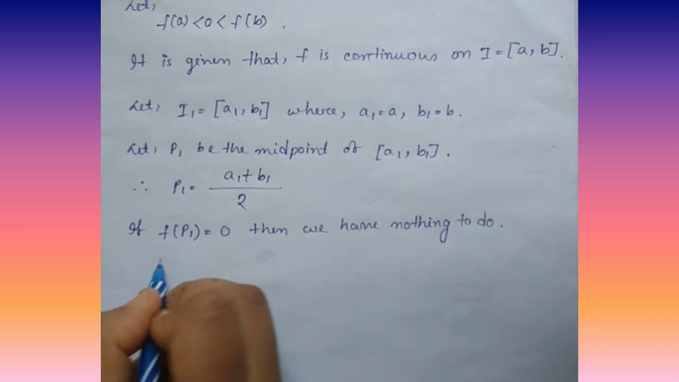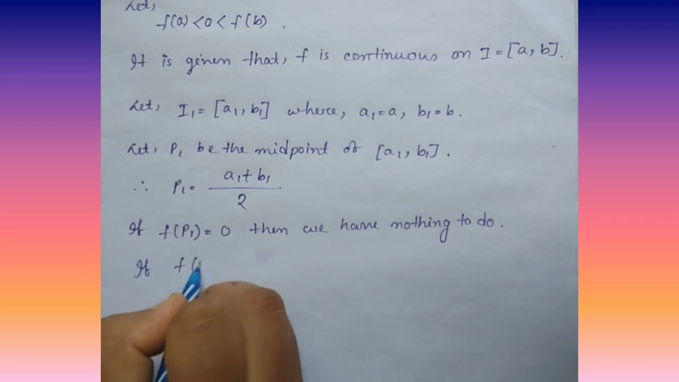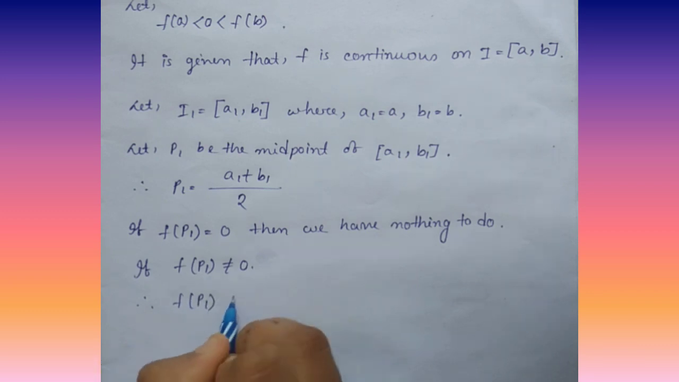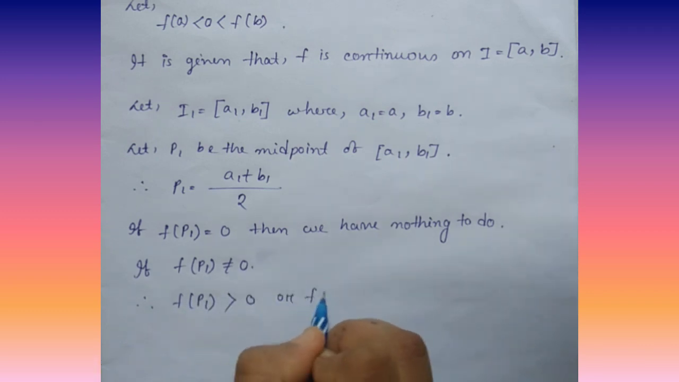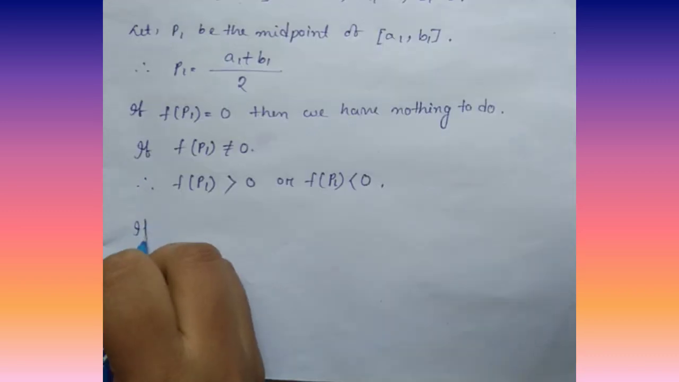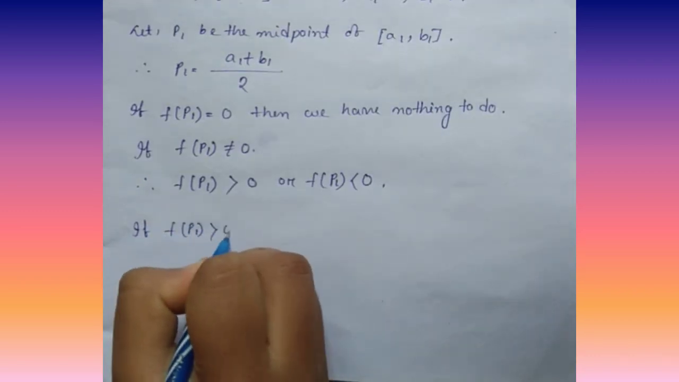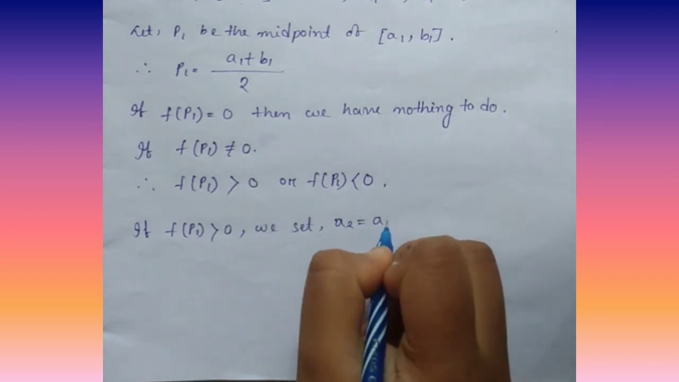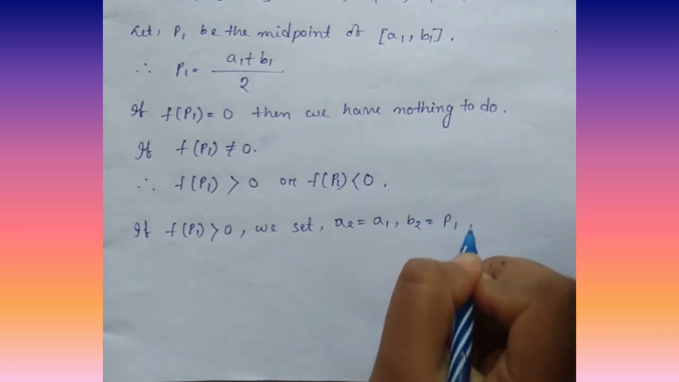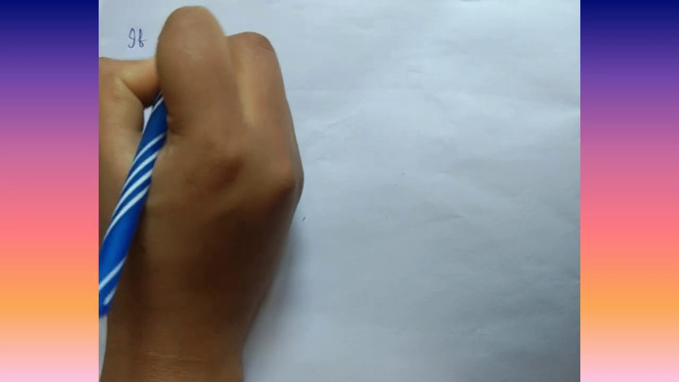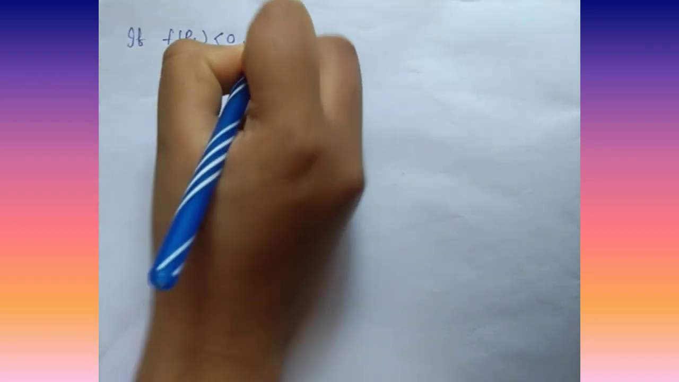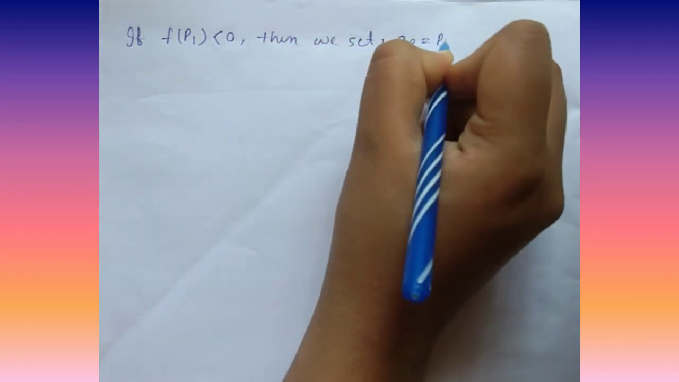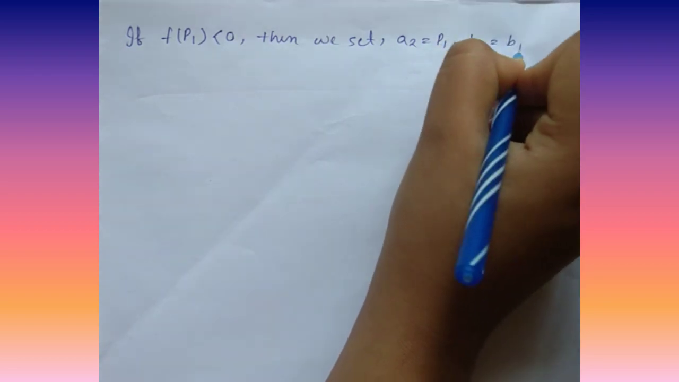If f of p1 not equals 0, then it must be greater than 0 or it may be less than 0. If f of p1 greater than 0, we set a2 equals a1 and b2 equals p1, because here p1 is the upper bound and a1 is the lower bound. Similarly, if f of p1 less than 0, then we set a2 equals p1 and b2 equals b1.